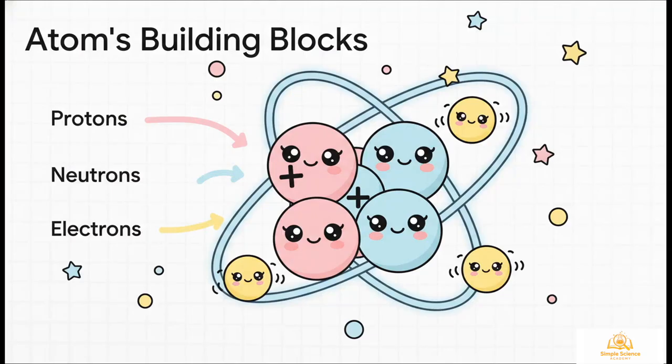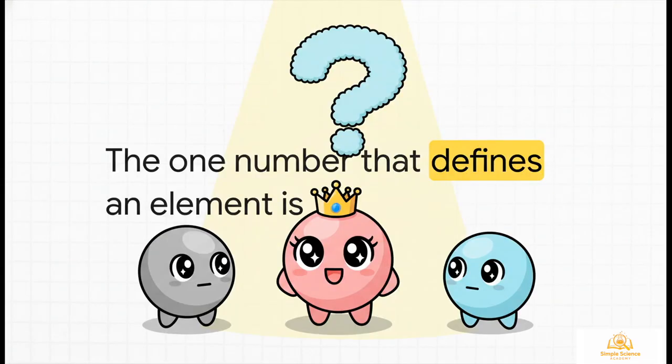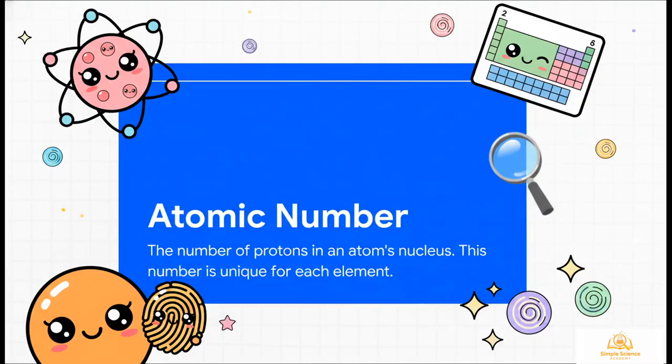So every single atom is made of three key players, right? You've got the center, the nucleus, where you find positively charged protons and neutrons, which have no charge. And then you've got these tiny negatively charged electrons just zipping around the outside. Pretty straightforward. But here's the thing. Of all those particles, there is only one, just one, whose count is totally non-negotiable. The one number that an element absolutely cannot change without becoming a completely different element is the atomic number. That's it. It's that simple.